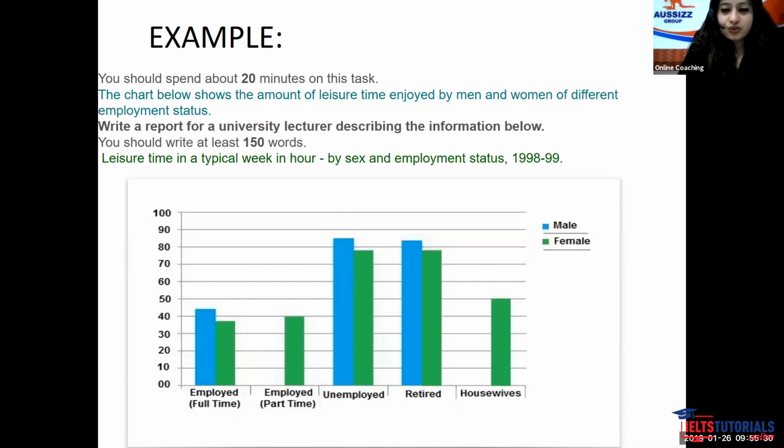I have seen a lot of students who come up with this, for example, the number of employed enjoyed 40 hours of leisure time. The number of females employed enjoyed slightly less. Then again, let's say employed females were the same and they enjoyed 40 hours again. Again, what these students end up doing is they end up giving out information rather than comparing information. Here you are not given marks for giving out information. In your graph, if you want really good marks, please end up with a lot of comparisons. Let us have a look at body paragraph 1 and body paragraph 2.